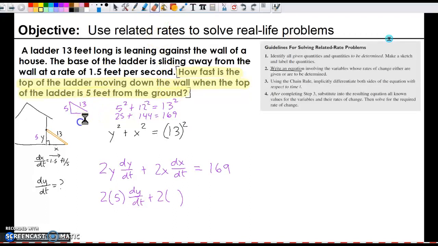So my x value at that particular moment when the height is 5 is supposed to be 12, so put 12 in there. dx/dt, okay, that's 1.5 sliding away, and that should all equal 169.